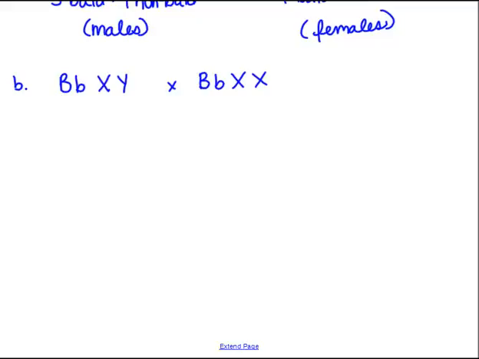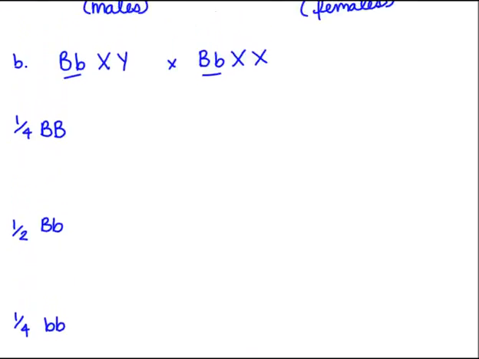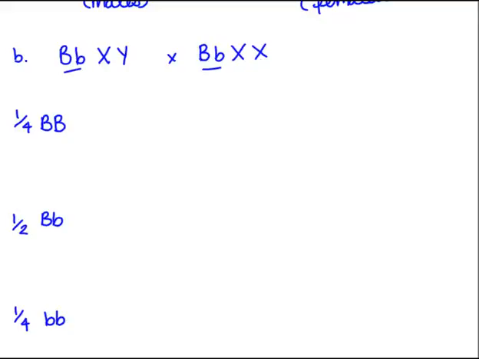If you cross big B, little b times big B, little b, again from above you have 1/4 big B, big B, 1/2 big B, little b, and 1/4 little b, little b. Now when you're crossing XY times XX, you have a half chance of being XY and a half chance of being XX. So you're going to draw that here. 1/2 XY, 1/2 XX. And the same for all of the other combinations of B.